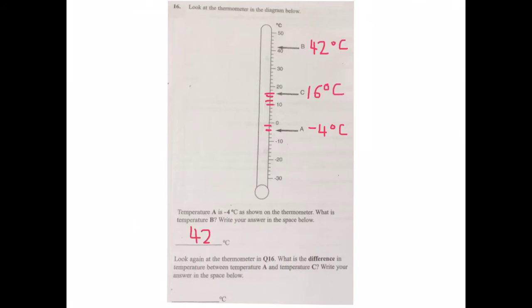And we want to work out the difference between A and C. To get from A up to 0, we're going up 2 degrees. And to get from 0 up to 16, we go up 16 degrees. So in total, 16 plus 2, we've gone up 18 degrees. So the difference between A and C is 18 degrees Celsius.